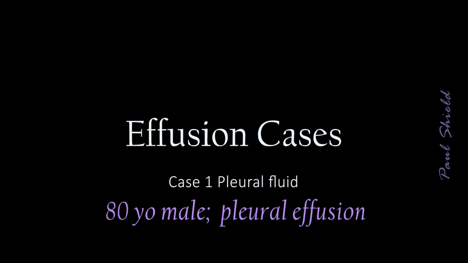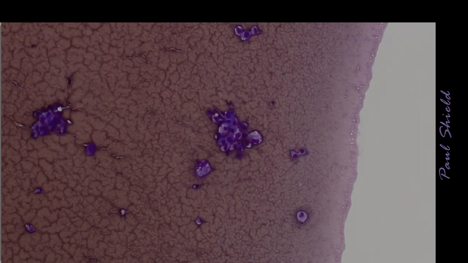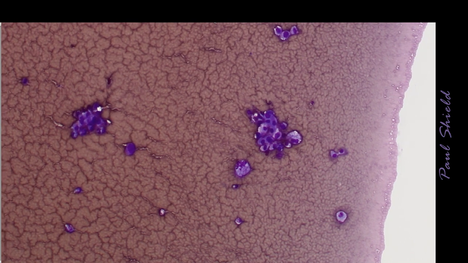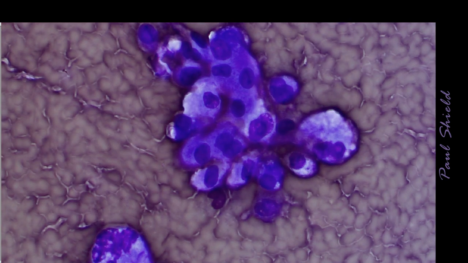Hi, it's Paul. This is a pleural fluid on an 80-year-old male. We had no clinical history provided with the case. Preps were really heavily blood-stained. This is the air-dried slide. You can see groups of cells straight away, which are ringing alarm bells.